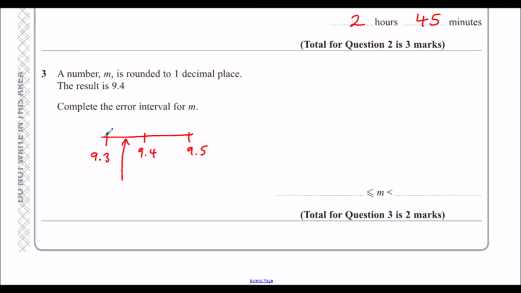So if we look halfway in between 9.3 and 9.4, and halfway between 9.4 and 9.5, we will find these bounds. So halfway here is 9.35. Halfway between 9.4 and 9.5 is 9.45. So it must be in between 9.35 and 9.45 to round to 9.4. And it can equal 9.35. That's why we've got this greater than or equal sign. But it can go anything up to 9.45, but it can't equal it. So it's less than 9.45.